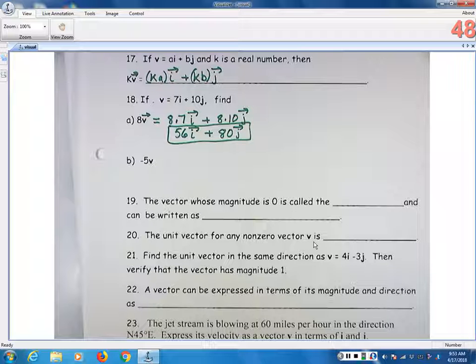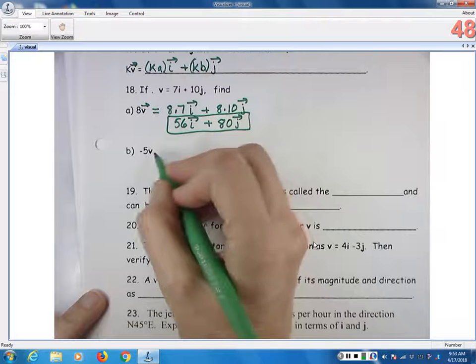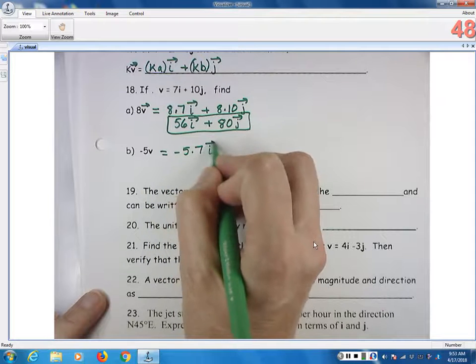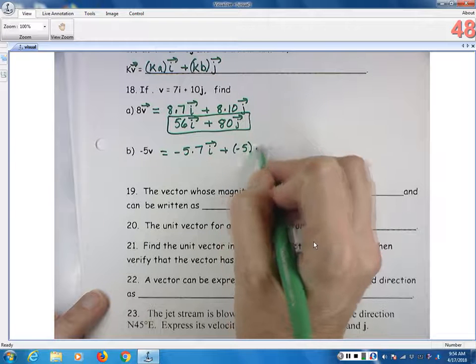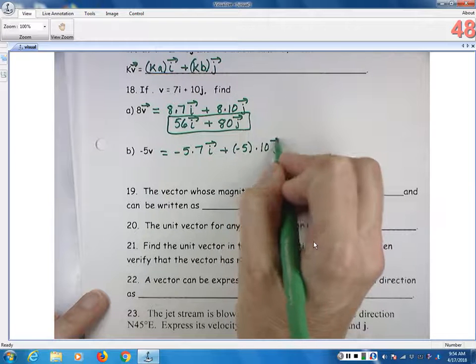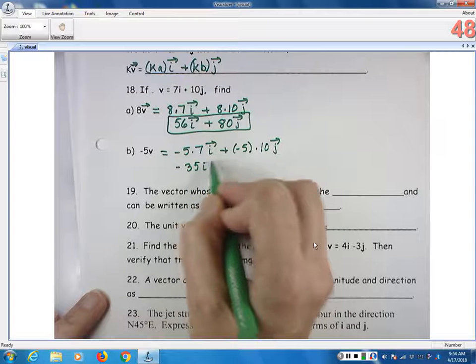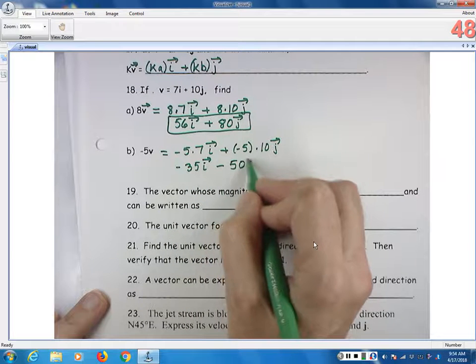If you're multiplying by a scalar before we're adding, we need to do that first. Multiply before we add. All right, multiply by negative 5: negative 5 times v is negative 5 times 7i plus negative 5 times 10j, which is negative 35i minus 50j.